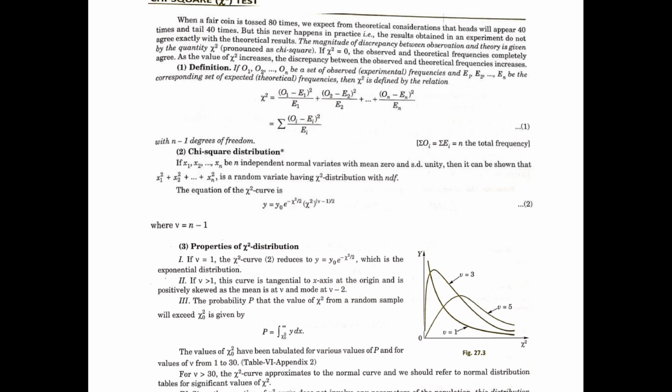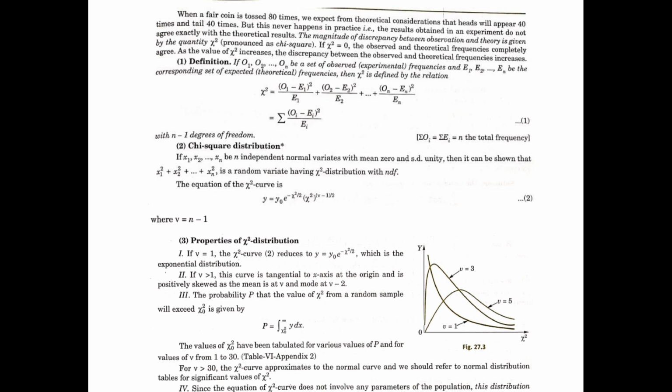Now let's discuss the chi-square distribution. If x1, x2, etc. xn are n independent normal variates with mean 0 and standard deviation unity, then it can be shown that x1 square plus x2 square plus xn square is a random variate having chi-square distribution. The equation for the chi-square curve is y equal to y0 into e power minus chi-square by 2 into chi-square power v minus 1 by 2, where v is n minus 1.